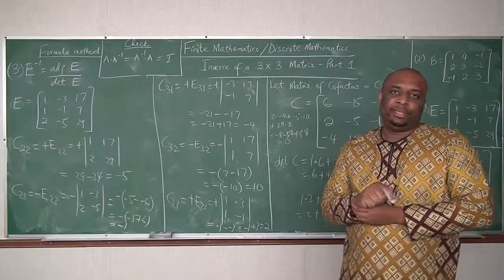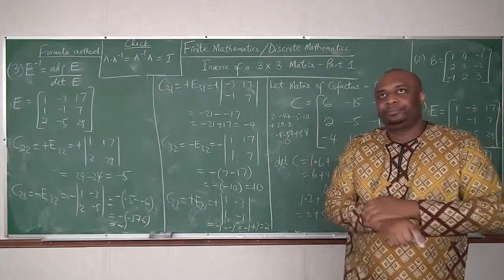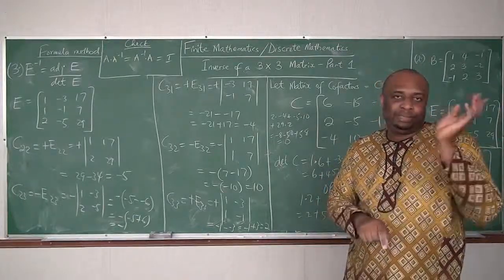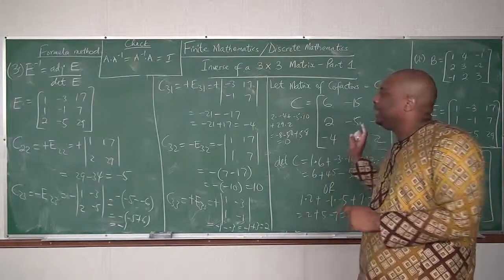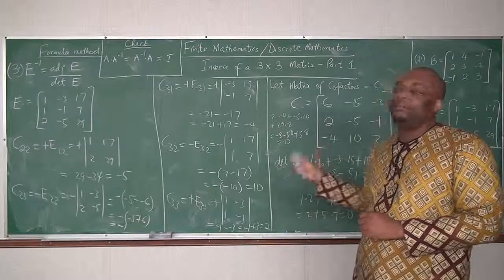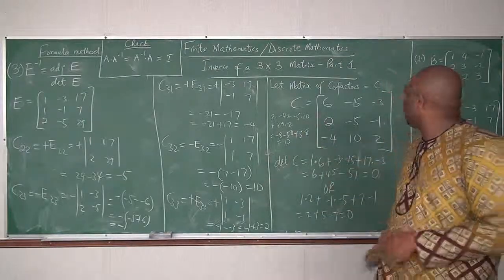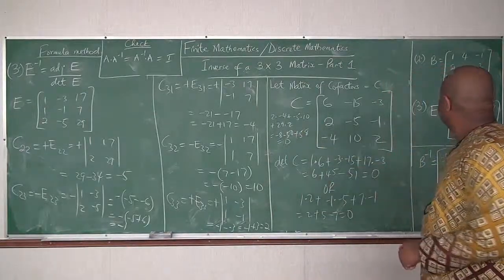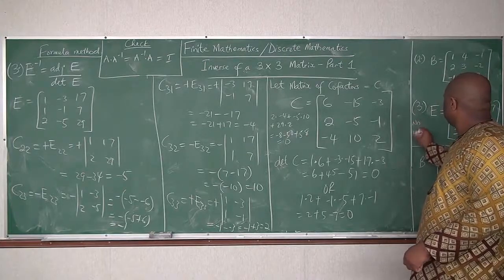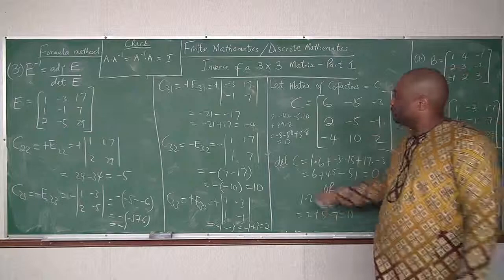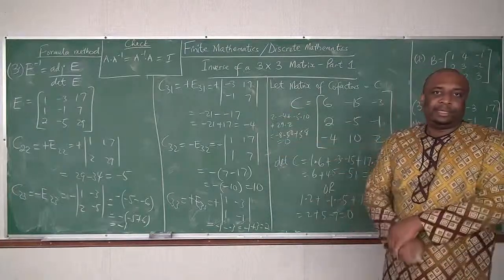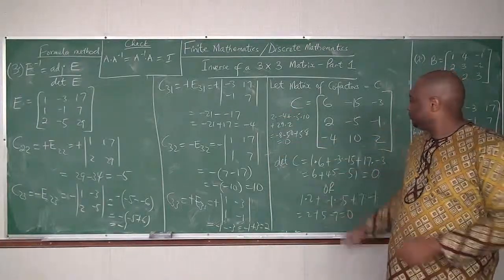We talked about it in the video on the inverse of a 2 by 2 matrix. So it is a singular matrix or non-invertible matrix. It has no inverse. Matrix E has no inverse. And if you divide by 0, you know, it's undefined. So it has no inverse.